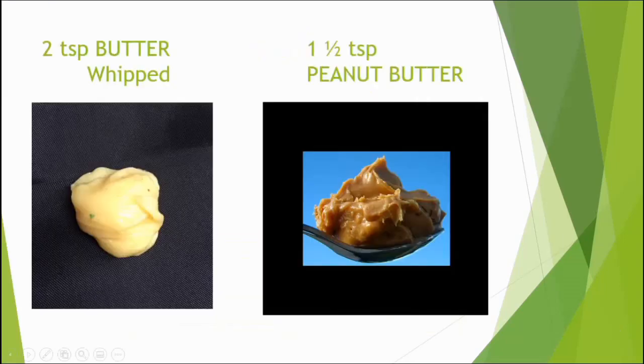So let's look at some examples of fat. This shows 2 teaspoons of butter. This is whipped butter. If you use stick butter, it's 1 teaspoon. 1.5 teaspoons of peanut butter is also a fat. So a good breakfast or snack might include 1.5 teaspoons of peanut butter and 1 piece of dry toast or bread. So you would have 1 starch exchange and 1 fat.